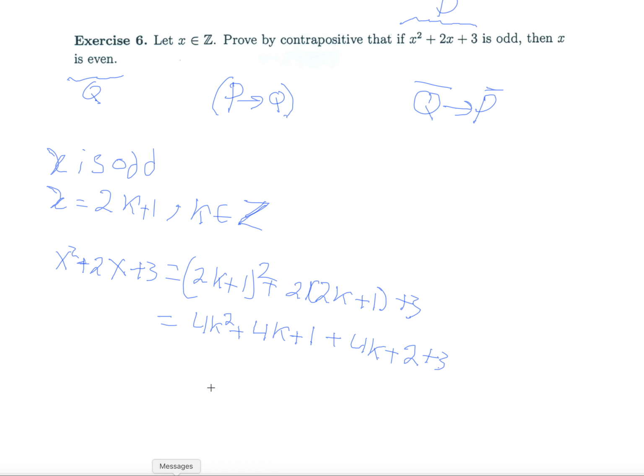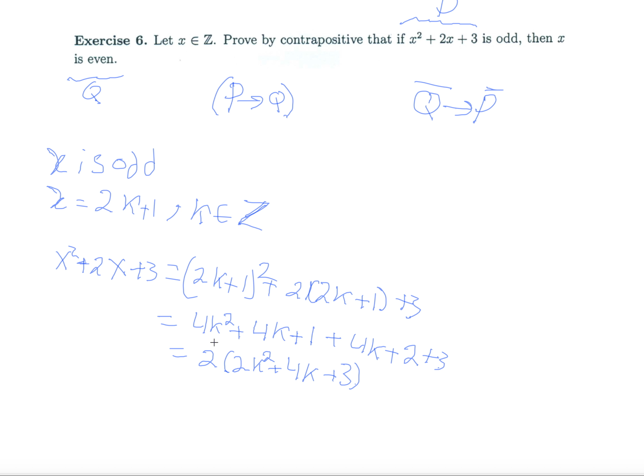Then we open the brackets: 4k squared plus 4k plus 1, which is completing the square. You know how to expand it: the first squared, plus the second squared, plus 2 times the first times the second. Then 2 times (2k plus 1) is 4k plus 2, and here plus 3. Then we take 2 as a common factor because we want p bar, which is even.